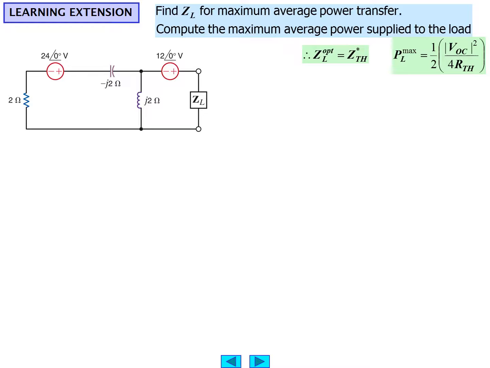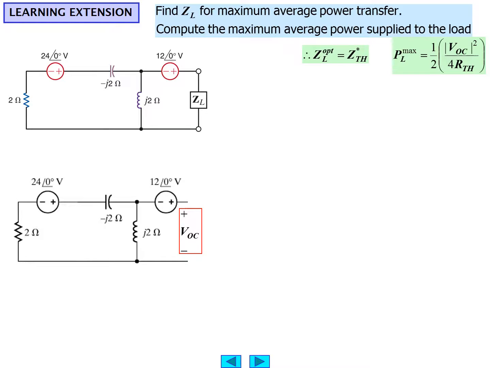Since there are independent sources, we can provide the normal analysis for the Thevenin equivalent circuit. The open circuit voltage, as we've done before. This time we'll do it as nodal analysis. We'll look at the node which is across the J2 inductor.